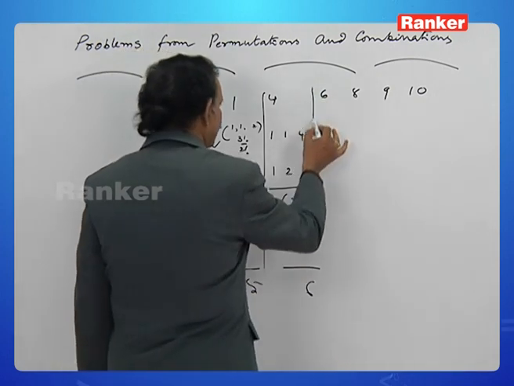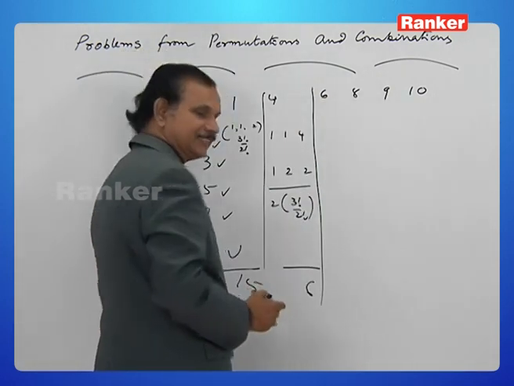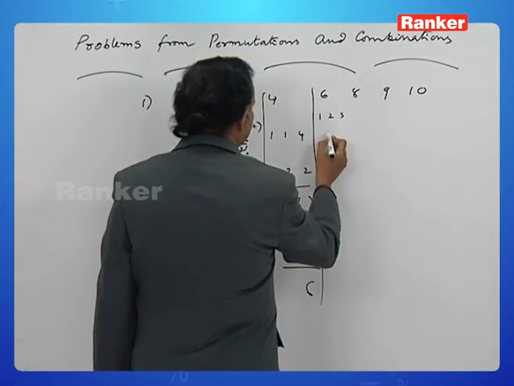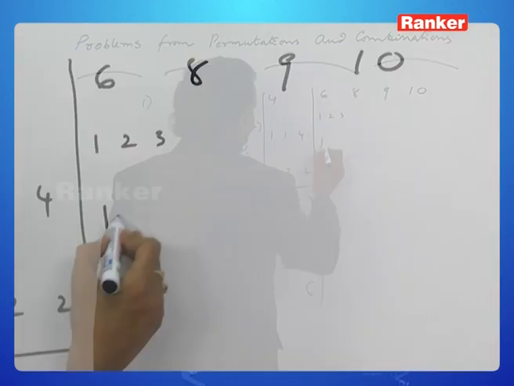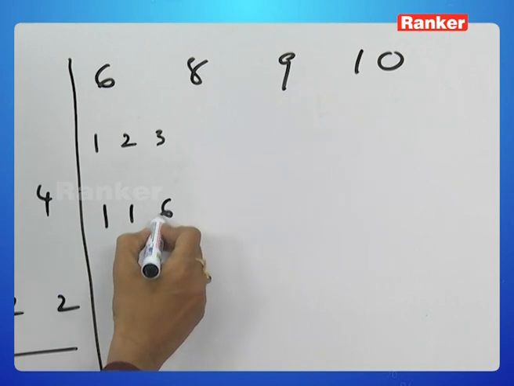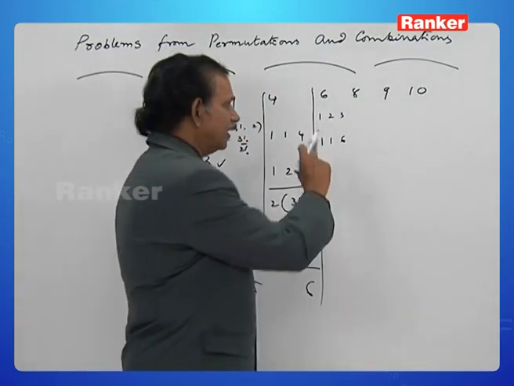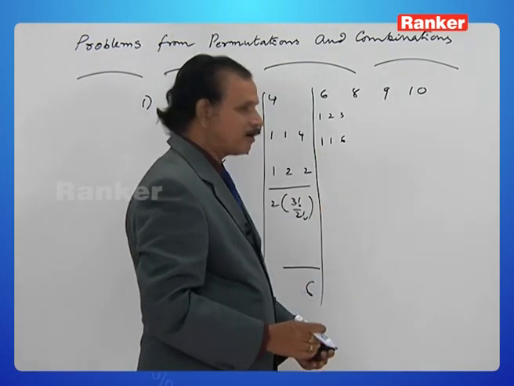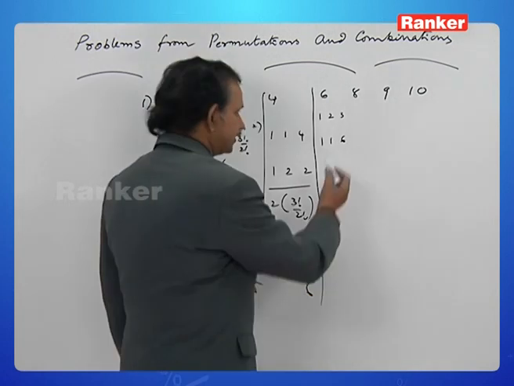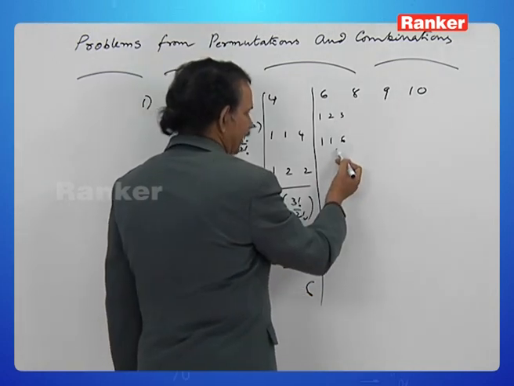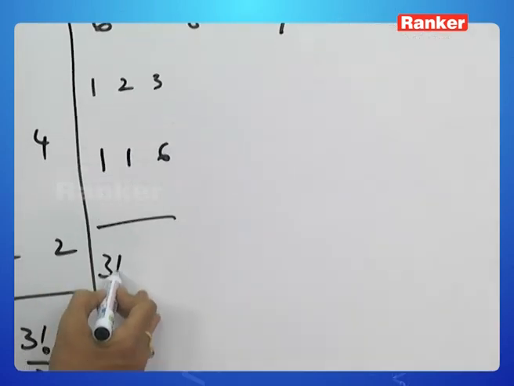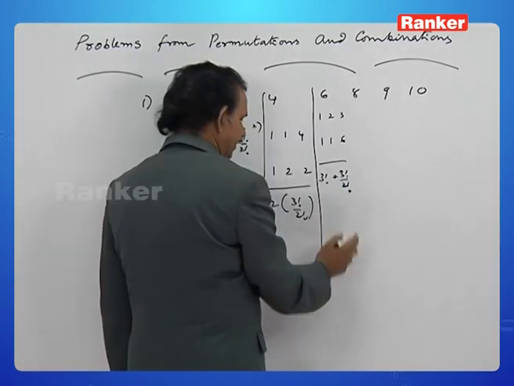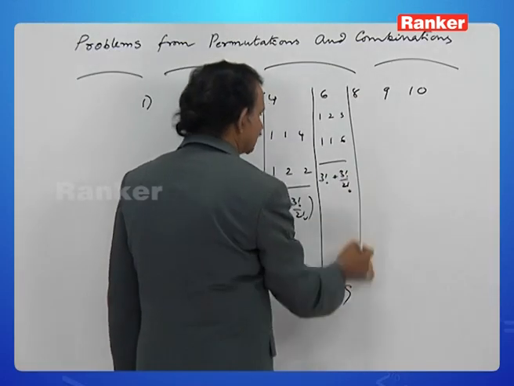Next, product 6. What are the possibilities? 1, 2, 3, product 6. 1, 1, 6, product 6. Any more 3 integers whose product can be 6? No more. 1, 2, 3 can be done in 3 factorial ways. 1, 1, 6 can be done in 3 factorial by 2 factorial. Therefore, 3 factorial plus 3 factorial by 2 factorial. These are 6, these are 3. Total 9 ways for 6.